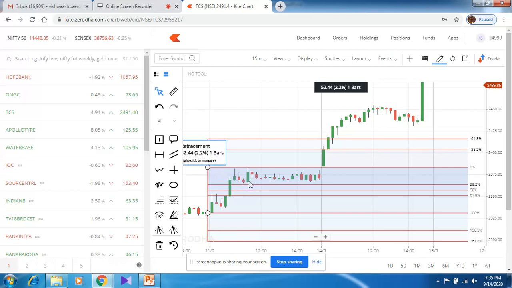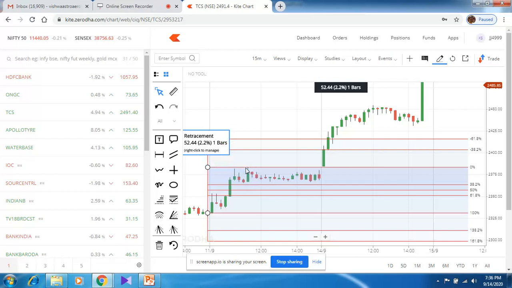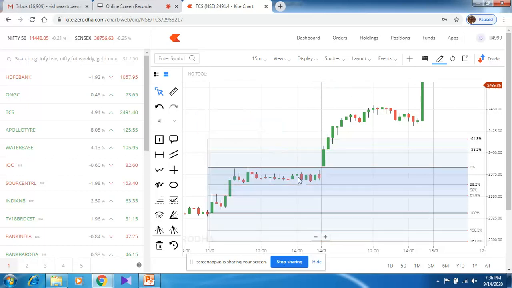Now the same thing happened to the next candle also. The next candle started from here, but again it went and tested this 0% line. If it had crossed this, there was no stopping it until it reached 38.2, minus 38.2. Now the same thing happened over here.